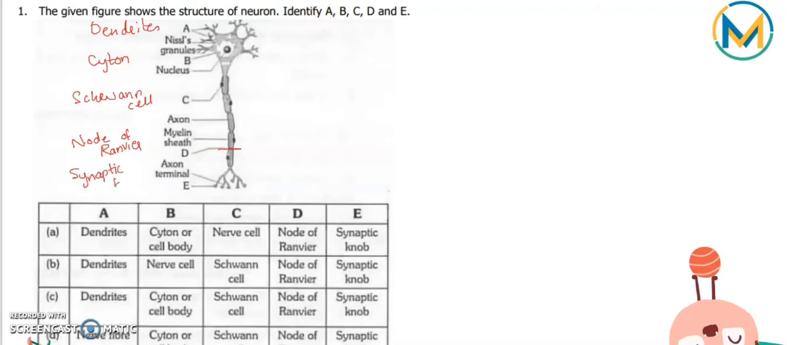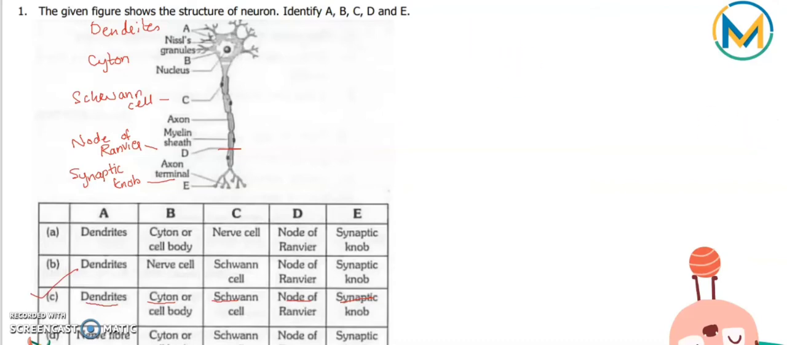synaptic knob. Now looking at this A dendrite, B cyton, C Schwann cell, D node of Ranvier and E synaptic knob among the given option. So correct answer is C, which is dendrite, cyton, Schwann cell, node of Ranvier and a synaptic knob. So correct answer among the given option is option C.